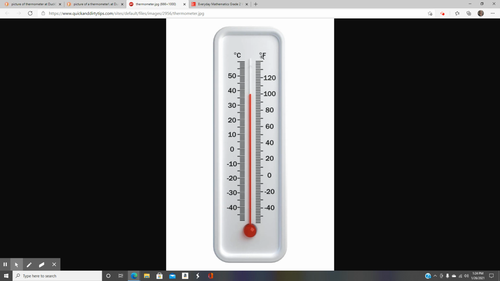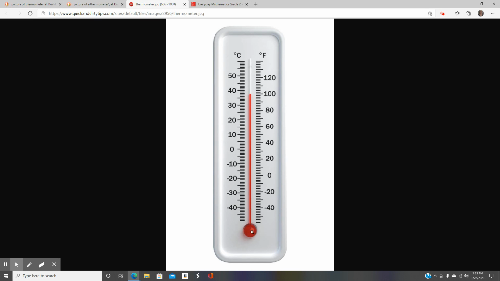Now over here, this symbol in this abbreviation says degrees Fahrenheit. Okay, Fahrenheit is usually what we talk about when we're talking about temperature here in the United States. So if you look at the mercury, it stops about here. And if you look over here on the Fahrenheit side, oh wow, it looks like it's about 100 degrees Fahrenheit. So degrees Celsius, degrees Fahrenheit.